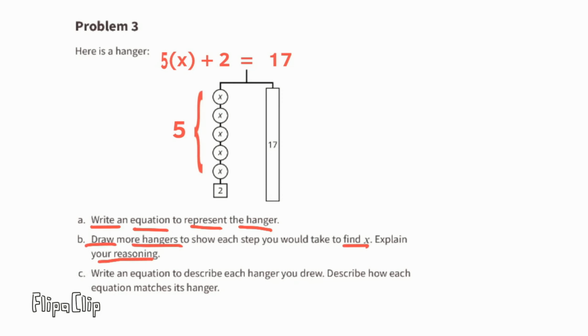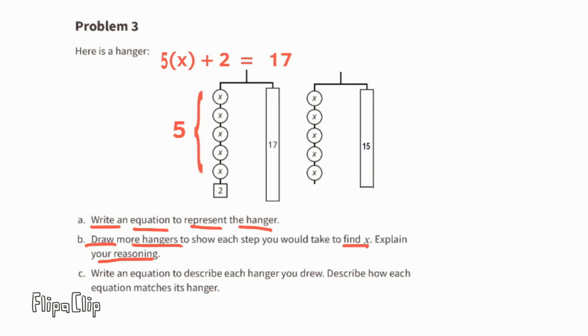B. Draw more hangers to show each step you would take to find x. Explain your reasoning. I'll start with a hanger with 5 x's plus 2 balanced with the bar that's worth 17. I want to get the x's by itself, so I need to remove 2 from the left side, but to keep it balanced, I also need to remove 2 from the right side. 5 x's minus 2 equals 5 x's, and 17 minus 2 equals 15. Now the balanced hanger represents an equation that would be 5x equals 15.